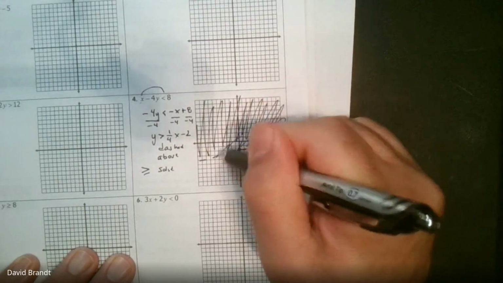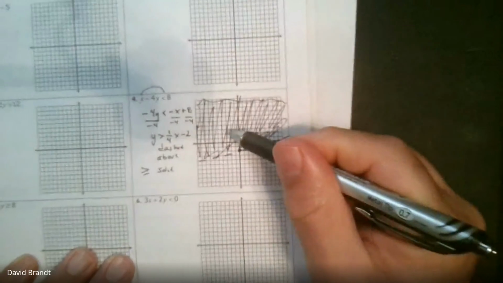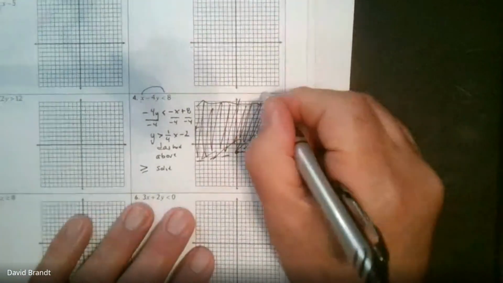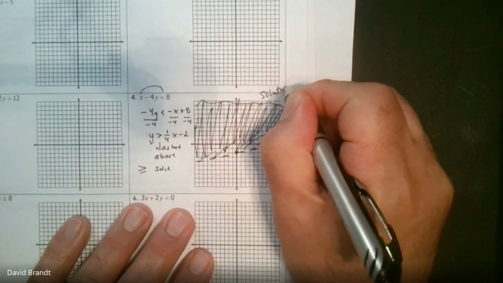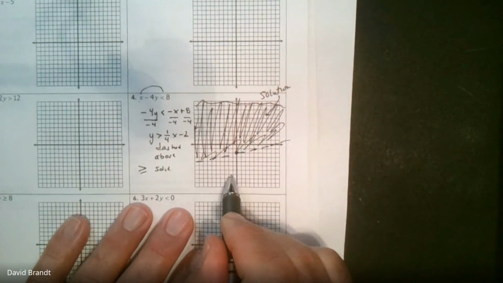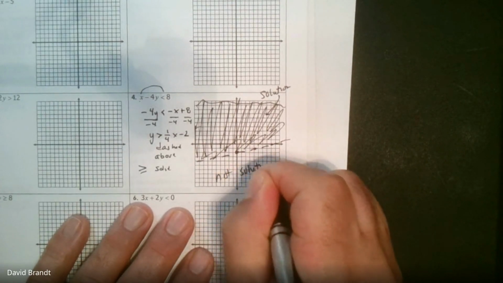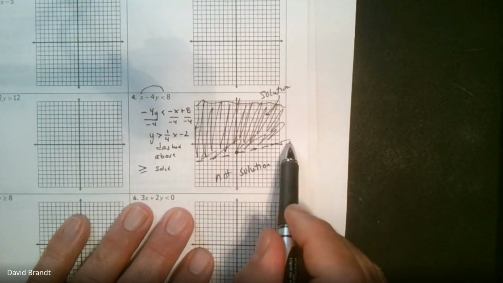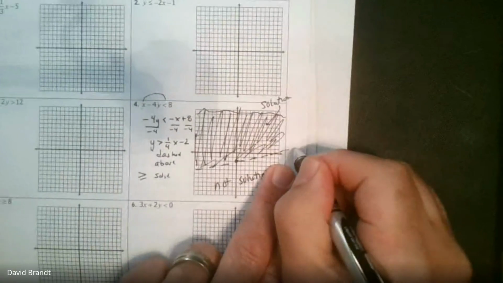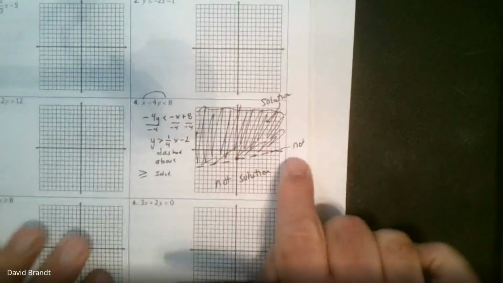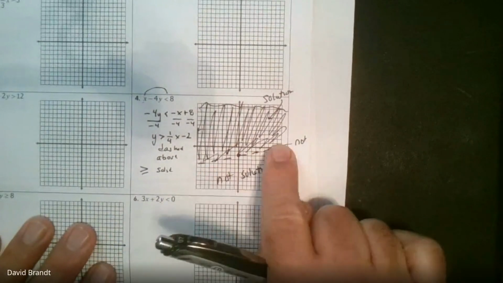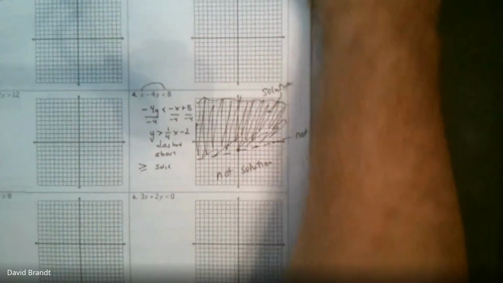Remember, what does that mean? That means every point in this shaded region is a solution. Every point down here is not a solution. And what about the points on the line itself? The points on the line itself are not a solution because the line is dashed. Okay, that's all you need for this section.